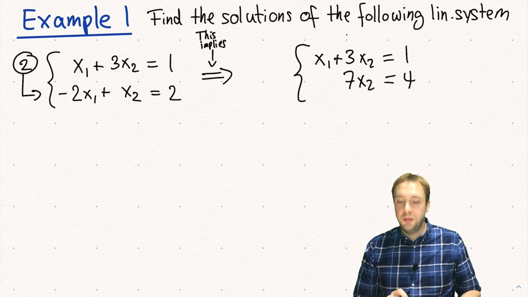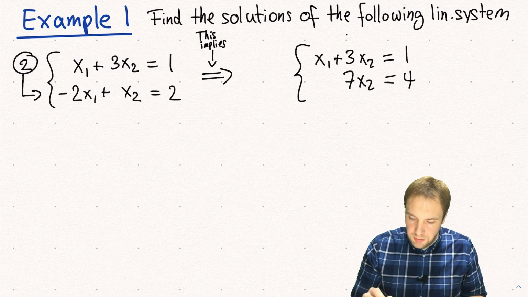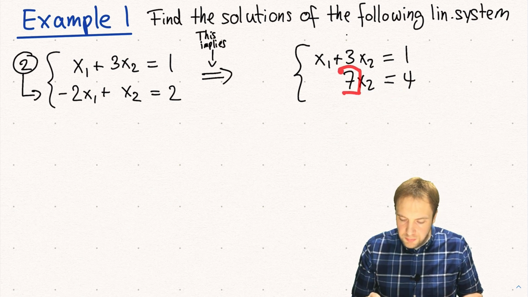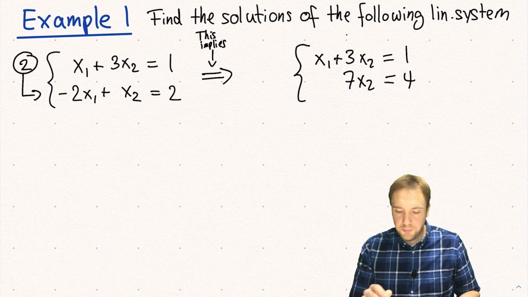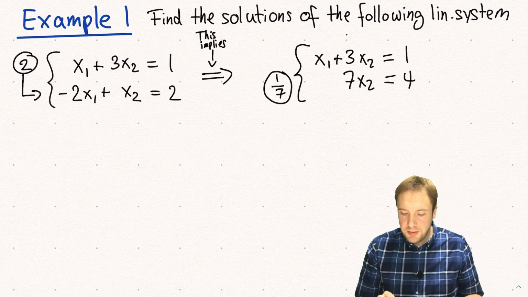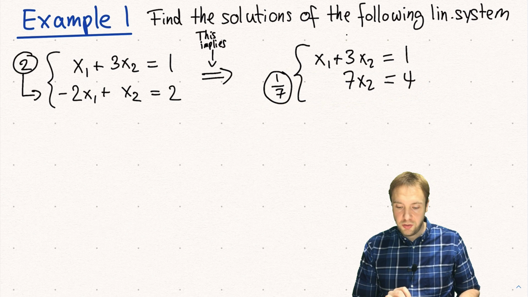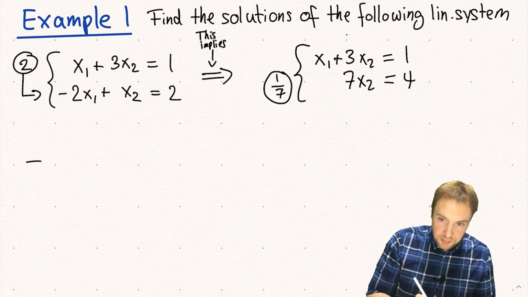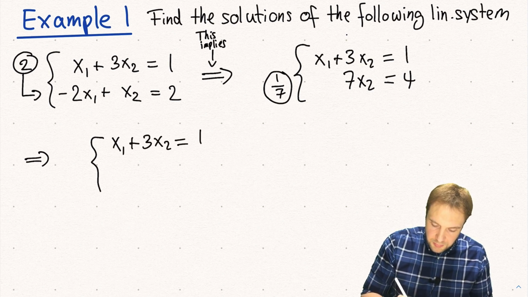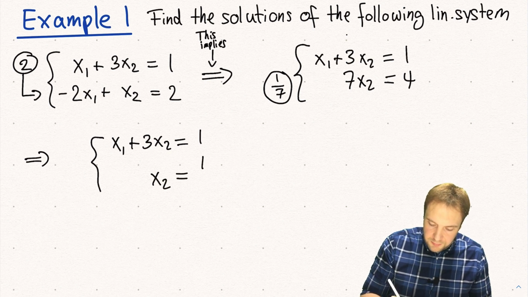So this gives a new linear system. And now well, we can almost see what x2 should be in this case here, but let's do it slowly. So in this case we have 7 times x2 equals 4. So the next thing I want to do is I want to divide by 7. So I will just write here this 1 over 7 here, which means I just multiply this equation with 1 over 7. So this gives, well, again, the first equation stays the same. But now here I have x2 equals and then 4 over 7.